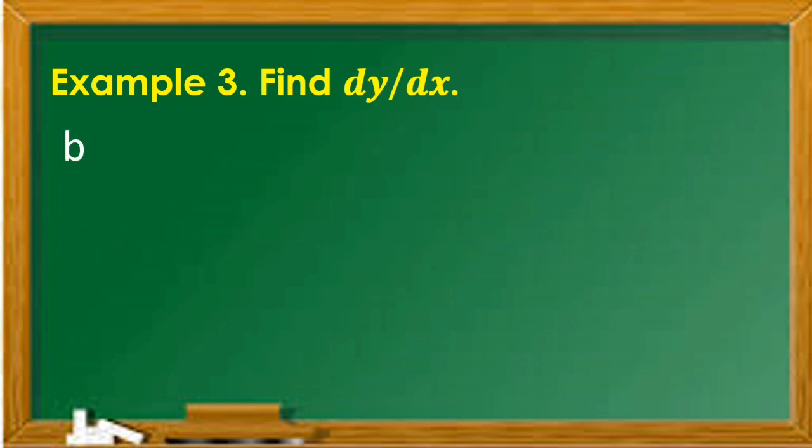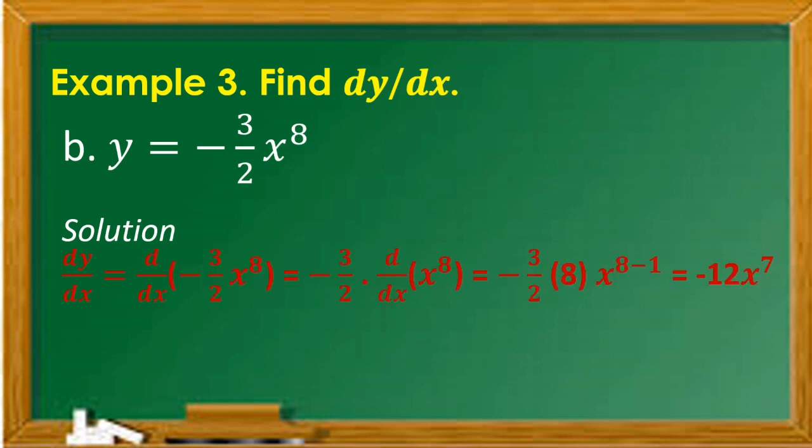Let us have another example. Given y equals negative 3 over 2 x raised to 8, find dy over dx. So dy over dx equals negative 3 over 2 times the derivative of x raised to 8. So it's equal to negative 3 over 2 times 8x raised to 8 minus 1. So you multiply negative 3 by 8, that is negative 24. Divided by 2, it's negative 12. So x raised to 8 minus 1, that is x raised to 7. So the final answer is negative 12x raised to 7.